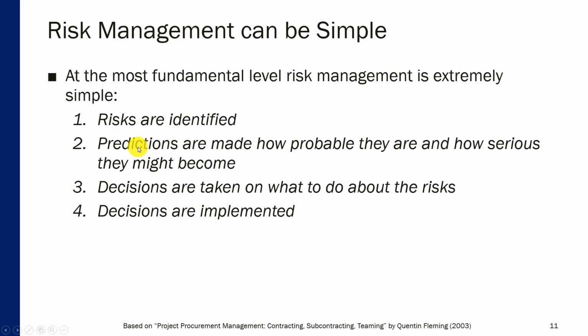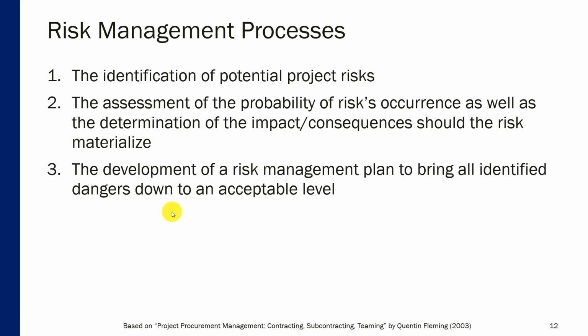After risks are identified, predictions are made how probable those identified risks are, and how serious they might become or how serious their consequences are. After risks are analyzed, then decisions are taken on what to do about those risks, and then those decisions are implemented. Now, this common sense approach is also a part of a more formal approach to risk management that is captured with the following 3 steps, and the rest of the discussion is centered around those 3 steps of a formal risk management approach.